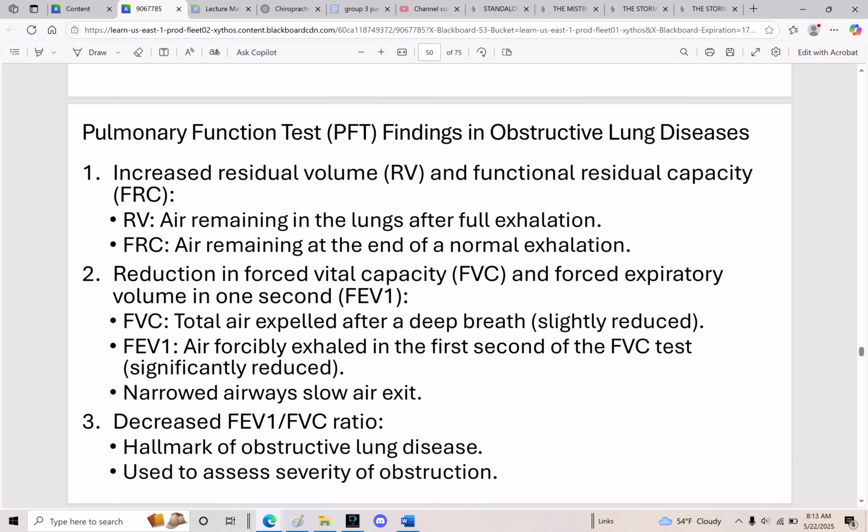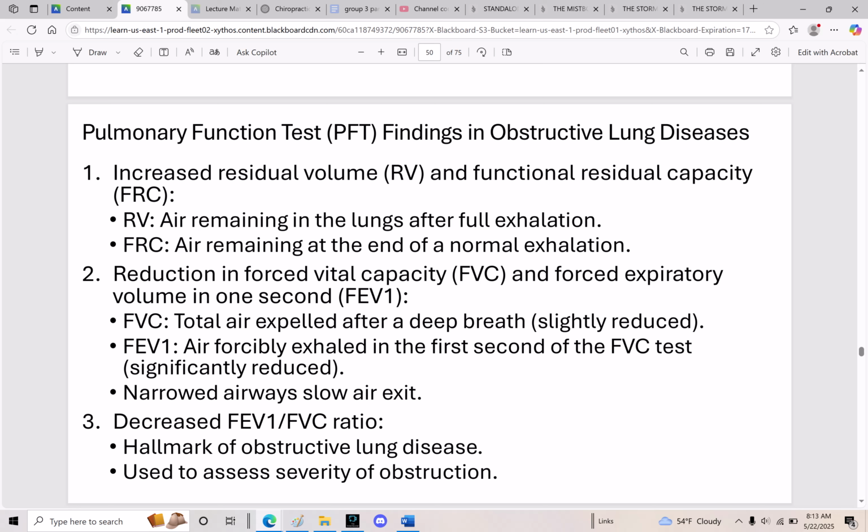And then listen here. What is going to happen? Your residual volume is going to increase. Why? Because you are not able to breathe out. Residual volume and functional residual capacity are going to increase. Your RV, residual volume, is the amount of air remaining in the lungs after forceful exhalation. Functional residual capacity is the air remaining at the end of normal exhalation. So these two values are going to be increased, and this is understandable because you are not able to exhale all the air that you just took in, right?